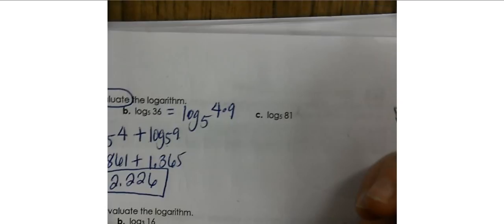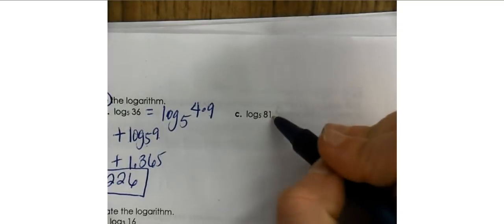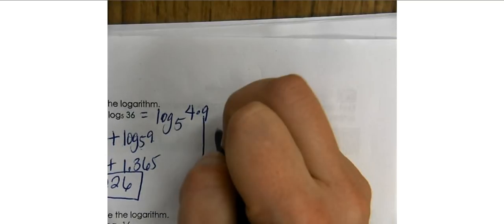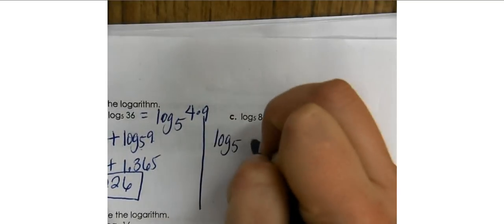Letter C, we have log base 5 of 81. So there are actually two approaches for this problem. Now, we really can't use the log base 5 of 4, and that's because 4 can't go into 81. But what we can do is say that 81 is 9 times 9. So I can write this as log base 5 of 9 times 9. So I can expand by saying log base 5 of 9 plus the log base 5 of 9.